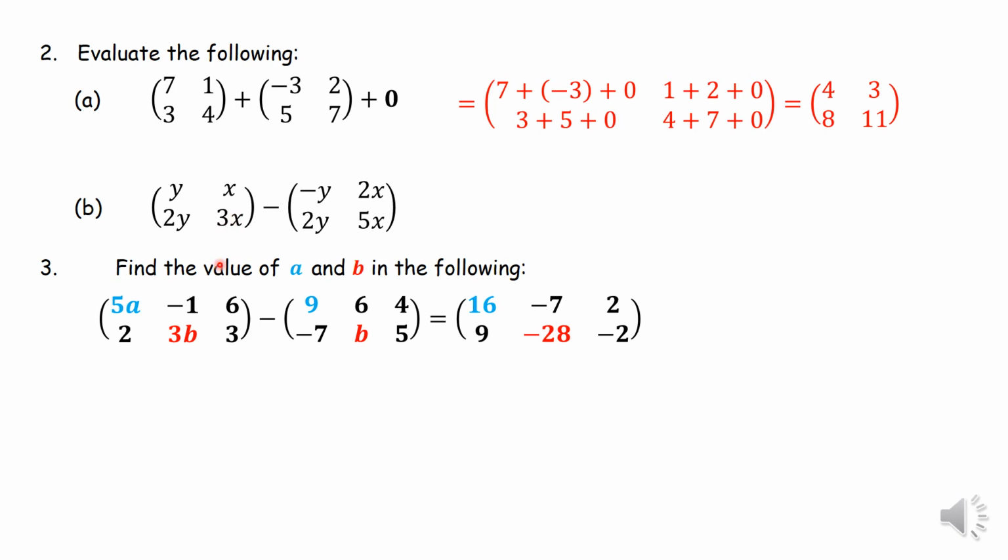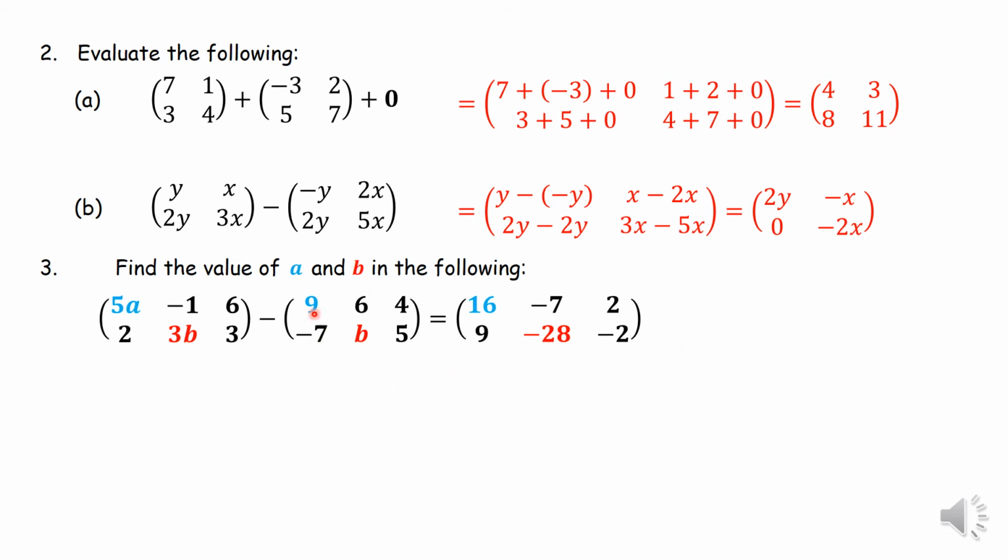So here you just have letters or variables. It's the same concept, so be very careful. y minus negative y becomes 2y. x minus 2x becomes minus x, and 2y minus 2y, obviously that gives you 0, and 3x minus 5x gives you minus 2x. It's maybe not necessary for you to show this step here, but I prefer to do it so that I don't get confused with my final answers.